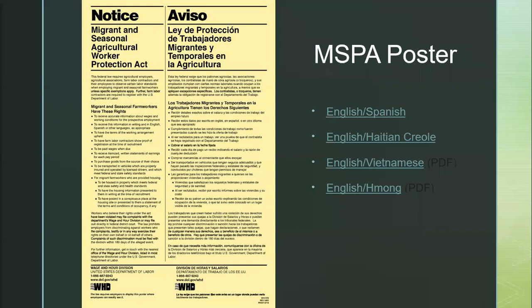Again, this is available online with the rest of the templates. I provided the links here. It's available in multiple languages. You can see Spanish, Haitian Creole, Vietnamese, Hmong, with the English translation, so you know exactly what you're posting if you're only an English speaker. Again, go online, print it out, have multiple copies, and post it at the work site where you have migrant and seasonal workers working for you.